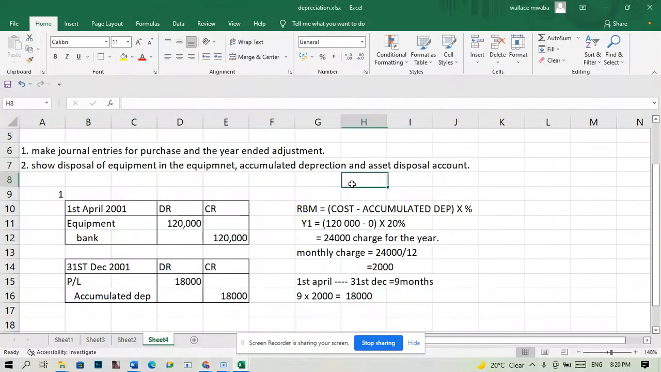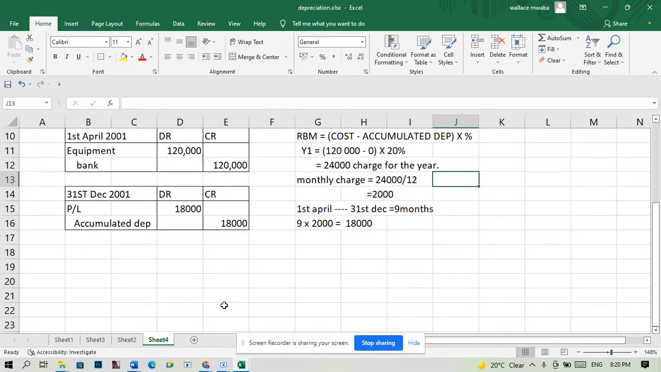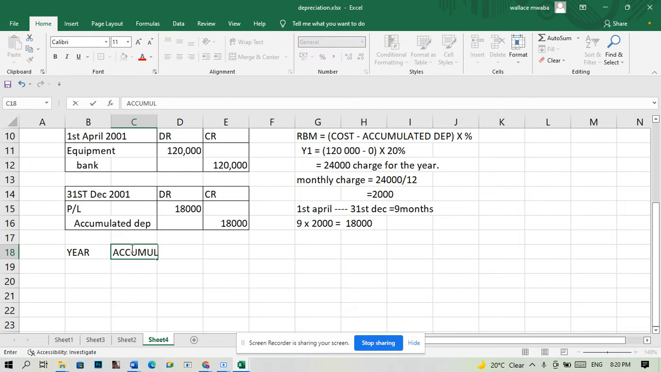All right, so we're on part 2 of the question. It says show the disposal of the equipment in the equipment, accumulated depreciation, and asset disposal accounts. So the first thing we're going to do is calculate the depreciation of this equipment. So we're going to say year, accumulated depreciation, and our net book value.